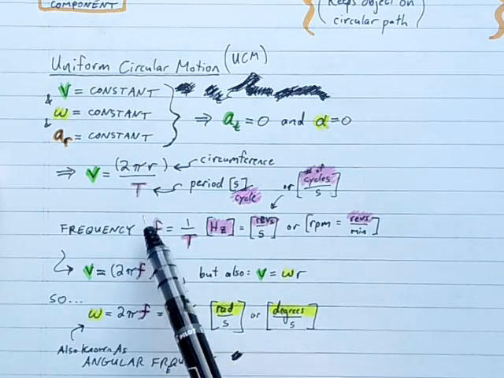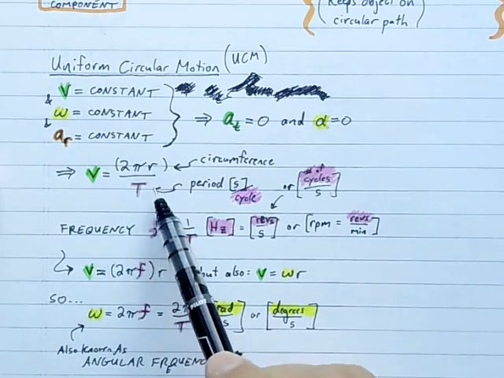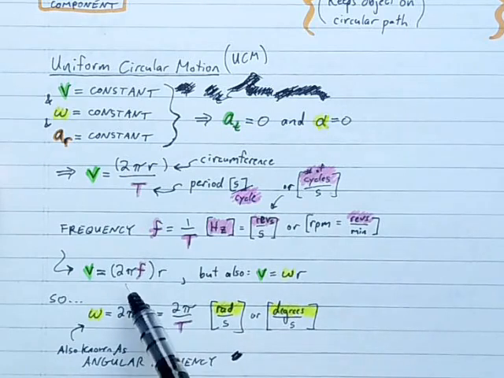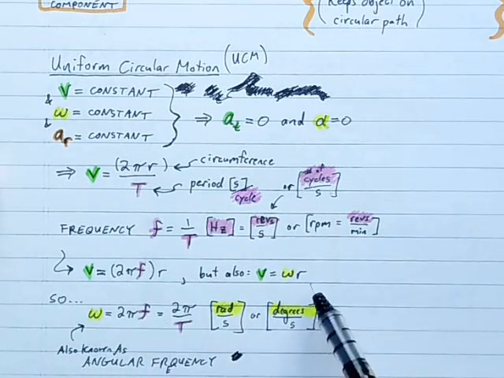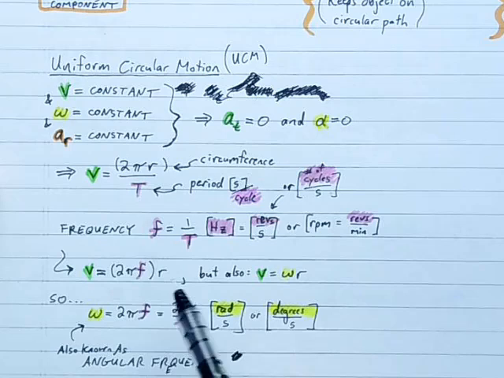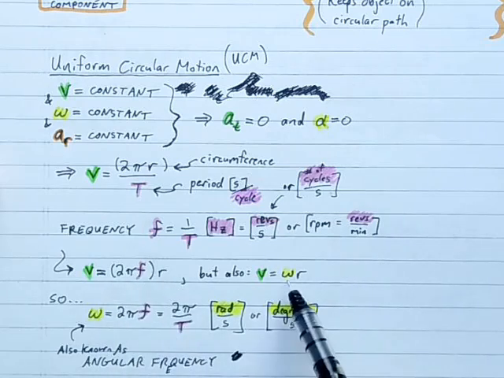this equation could be rewritten as 2 pi r times the frequency f. But if I package it this way, and note that v equals omega r, the linear speed equals our angular speed times r, well then by comparing these two equations, we recognize that 2 pi times the frequency is equivalent to the angular speed omega.